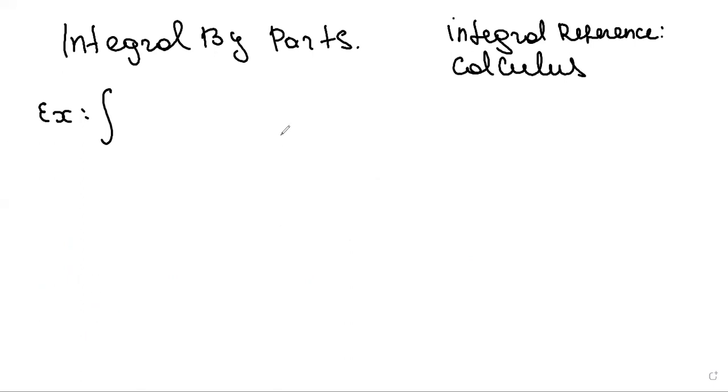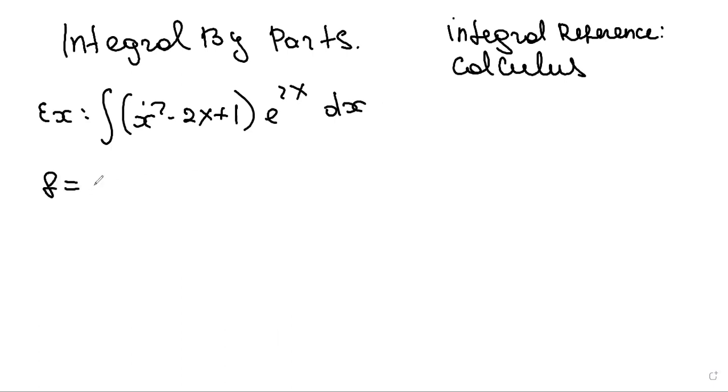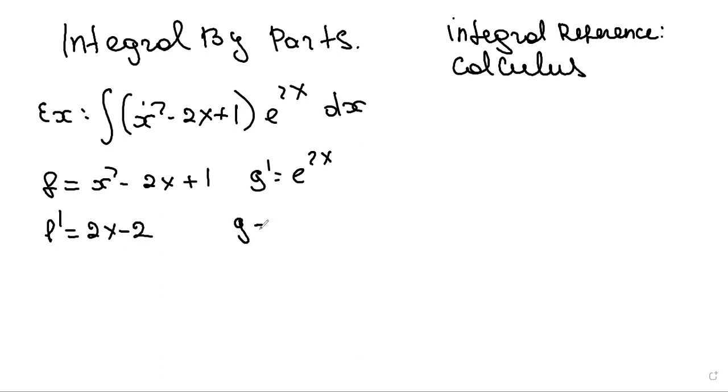Let's do the last example here. The last example is going to be x squared minus 2x plus 1 times e to the 2x dx. So we call f equal to x squared minus 2x plus 1, and g derivative is e to the power of 2x, so f derivative will be 2x minus 2, and g will be e to the power of 2x divided by 2.